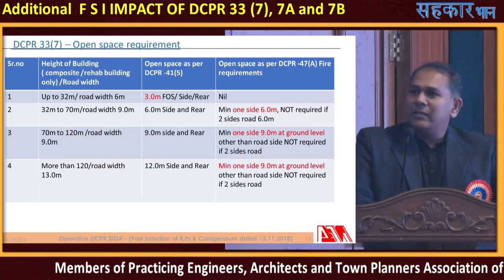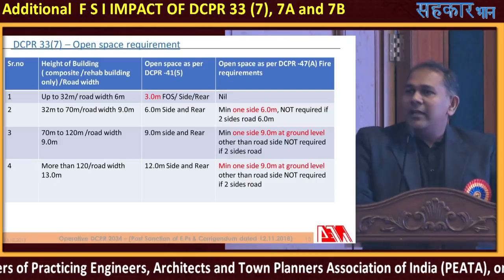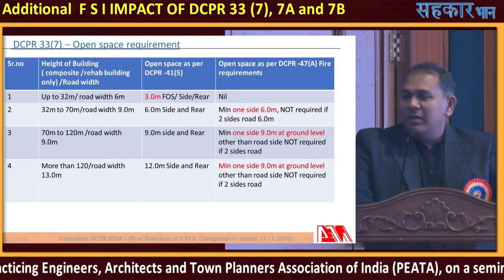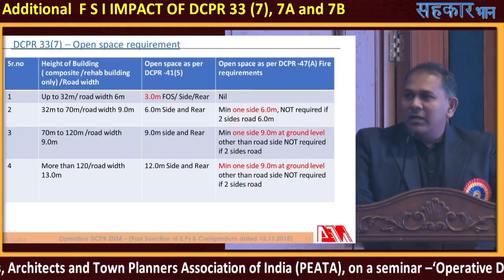That is, if your height is up to 30, there's no requirement. But from 30 to 70 meters, at least one side has to have 6 meter clear open space. And if you're going more than 70 meters, one side 9 meter open space on ground, and then minimum 6 meters above.